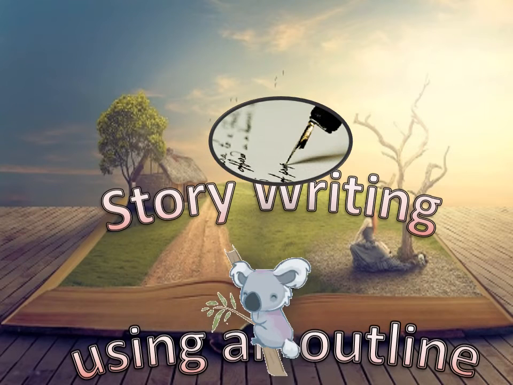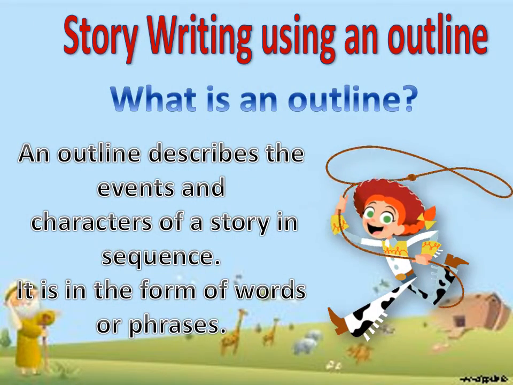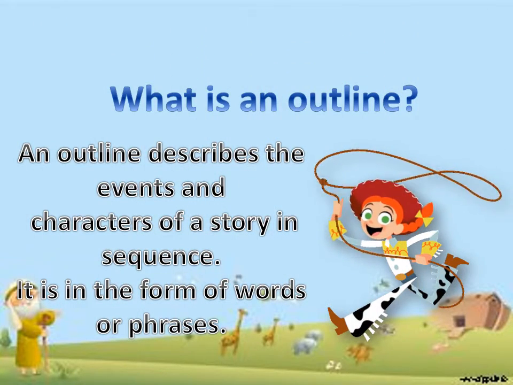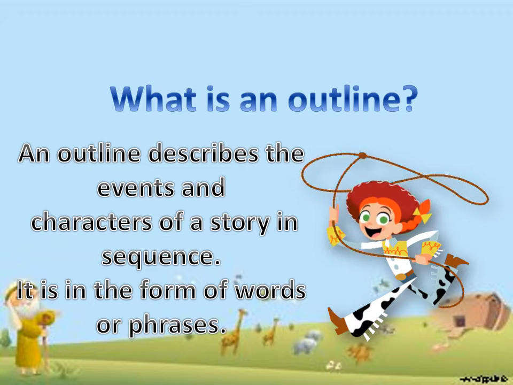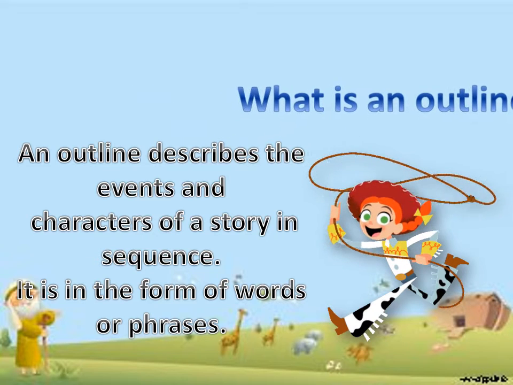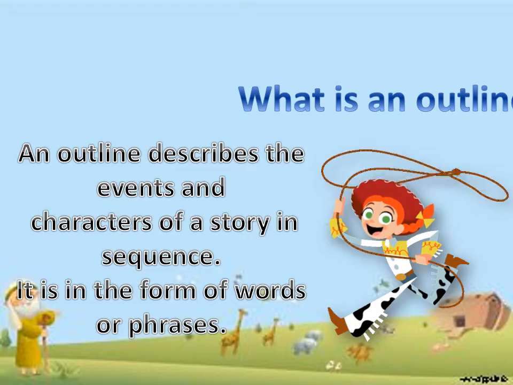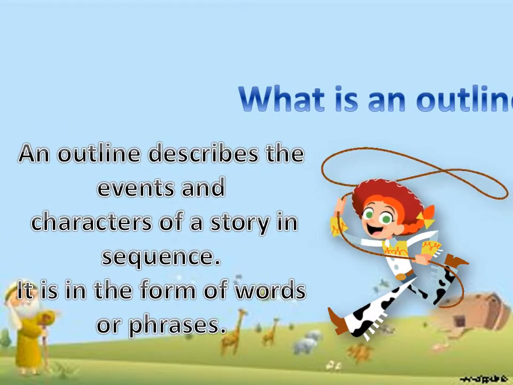Story writing using an outline. What is an outline? An outline describes the events and characters of a story in sequence. It is in the form of words or phrases.